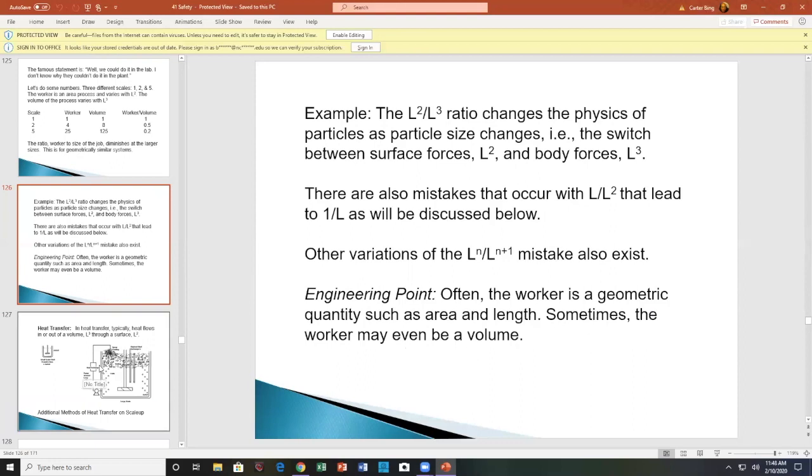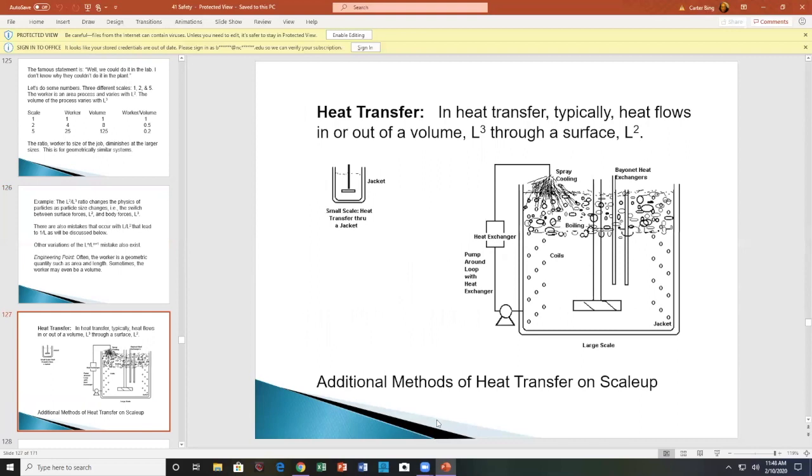But anyway, here we have heat transfer. Here you have the small scale, and here you have the large scale. At small scale, the jacket works well. There's no problem with heat transfer. However, on scale up, you have a problem: the jacket is no longer as effective as on the small scale. So then you put in coils. You might pump around a loop, which probably doesn't work very well. The pumping of this impeller is huge compared to the pumping of this little pump here. The impeller is huge and putting out a lot of volume. This thing is a little dinky thing.